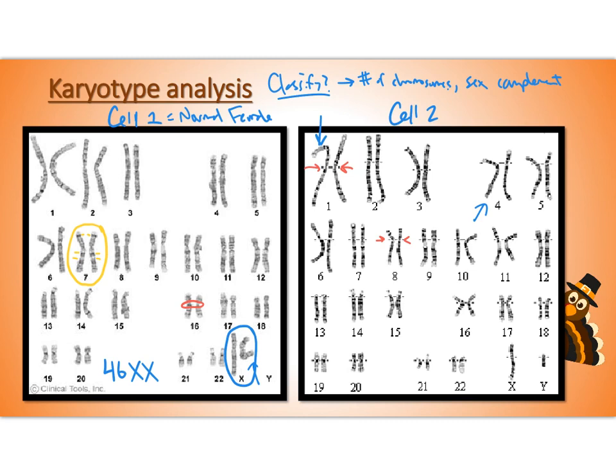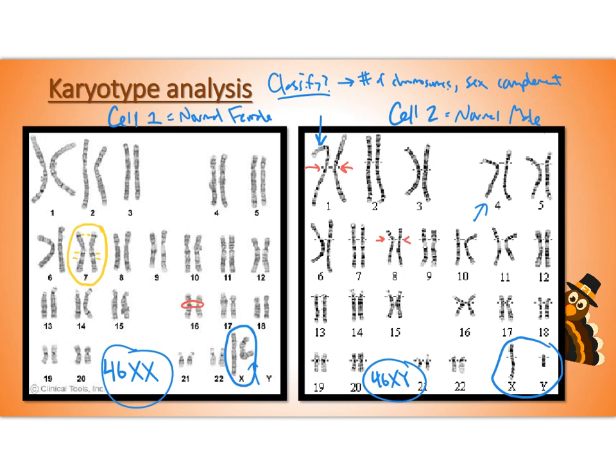Now, if we look at cell number 2, right, notice again, if you scan it, that you've got 46 total chromosomes. And then check out their sex complement, XY. So this one would be a normal male, and the way we would classify that is 46XY. All right, so these are what the normal ones would look like.